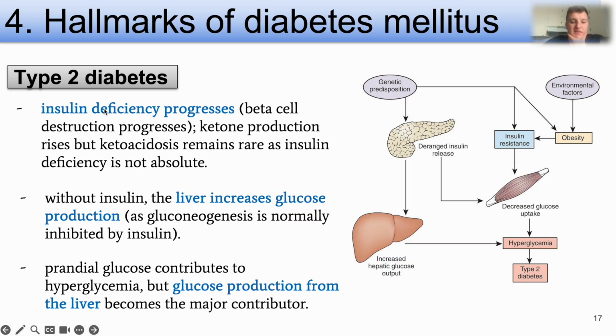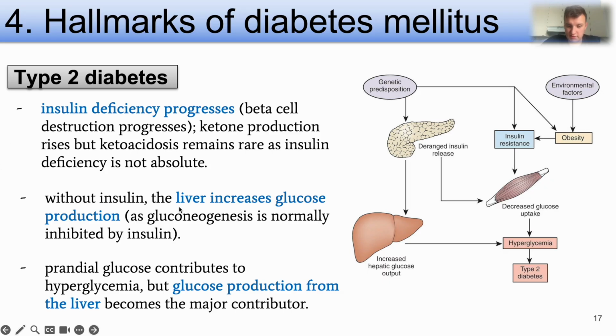Now, insulin deficiency progresses, right? Beta cell destruction progresses. More and more of those beta cells break down. Ketone production rises, right? But ketoacidosis remains rare because the insulin deficiency is not absolute. We don't have full disregard of the insulin. There's still a little response.